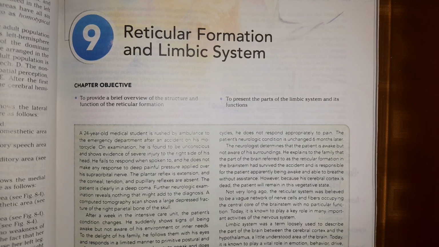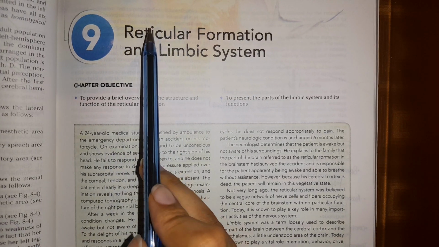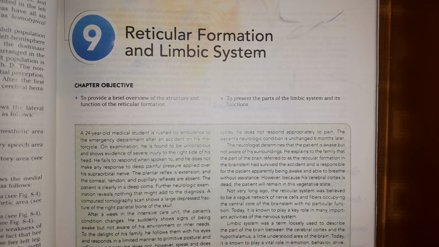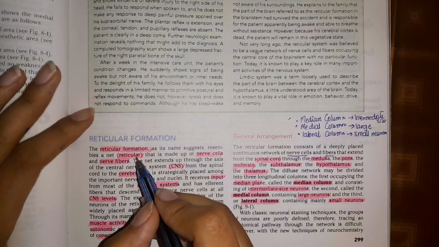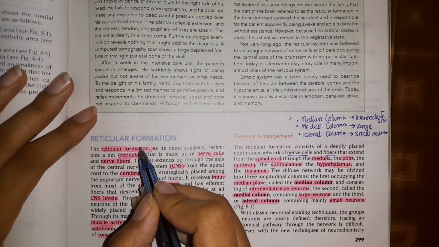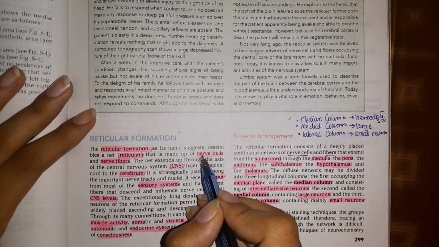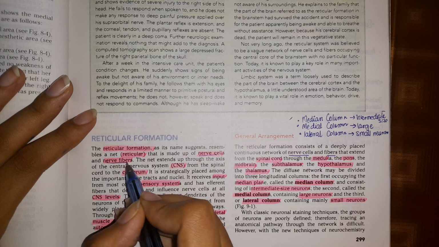So, Bismillahirrahmanirrahim. In this video today, we are going to discuss the reticular formation and its associated clinicals. Now, first of all, we need to know that the reticular formation, as its name says, is made up of a reticulum, it is made up of nerve cells and nerve fibers.